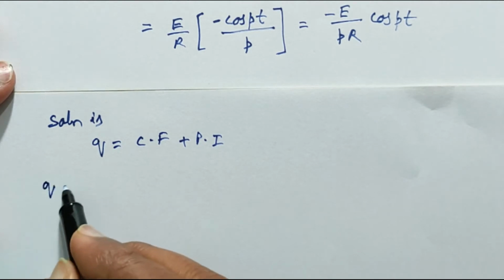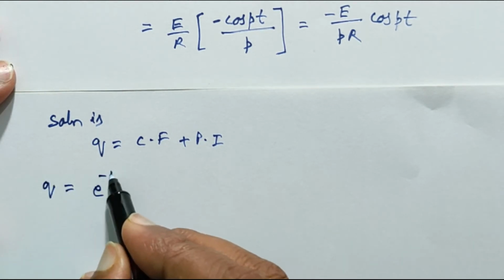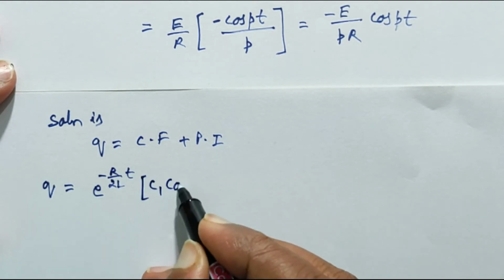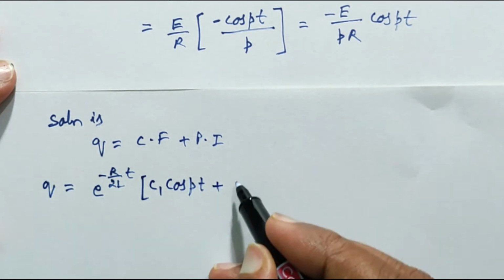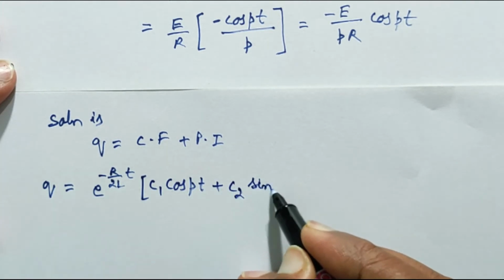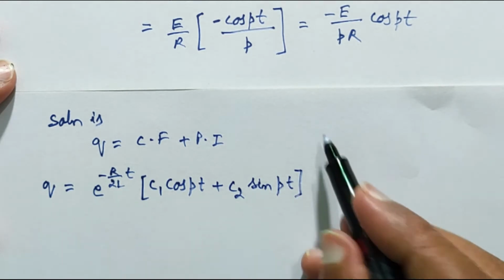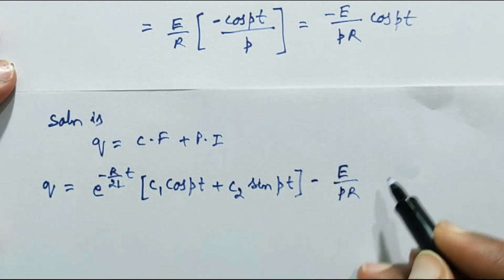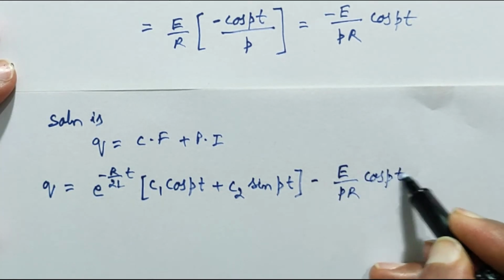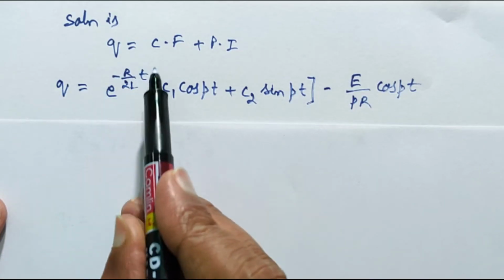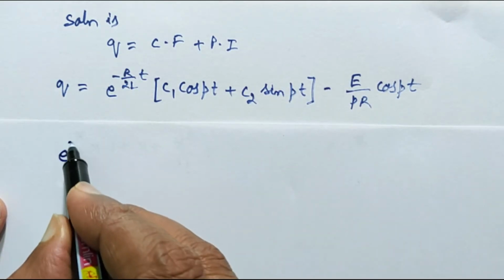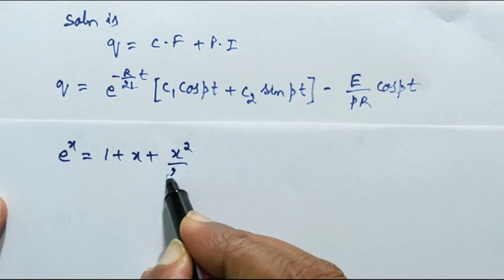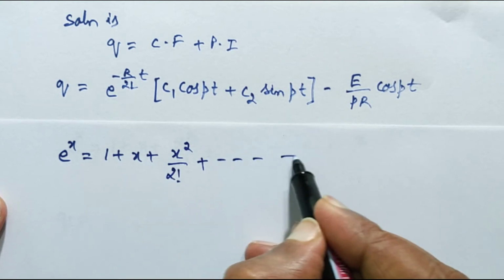So the value of Q will be equal to, CF is e power of minus R by 2L times t into C1 cos of PT plus C2 sin of PT. The particular integral value will be minus E by PR into cos of PT. Since this is in terms of an exponent, we have the formula for e power of x to be equal to 1 plus x plus x square by 2 factorial and so on.